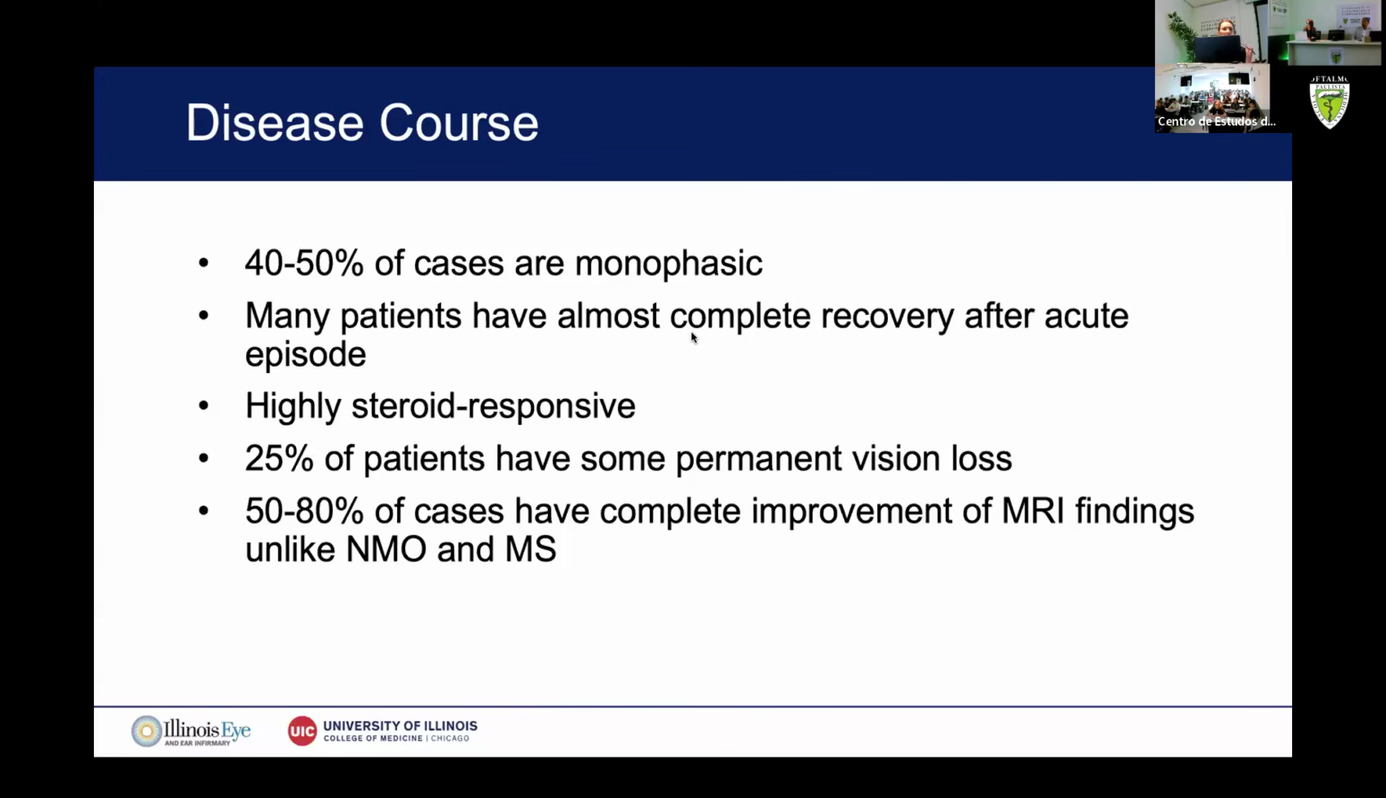Another difference is that on MRI, you'll actually see the resolution of the MRI lesions in MOGAD, unlike in MS and NMO. And then the prognosis tends to be better than these other two diseases too.